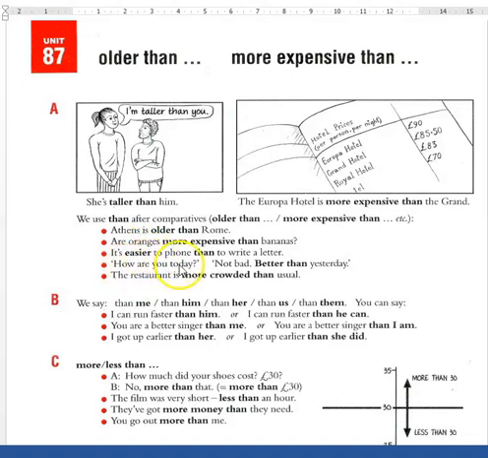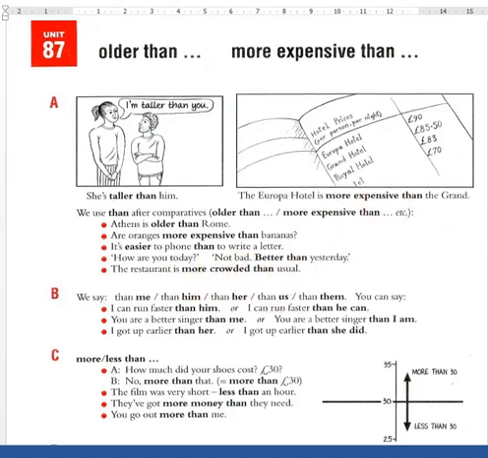Next one. How are you today? Not bad. Better than yesterday. The restaurant is more crowded than usual. So 3 words in that case for the comparison. Let me just put down a little more.